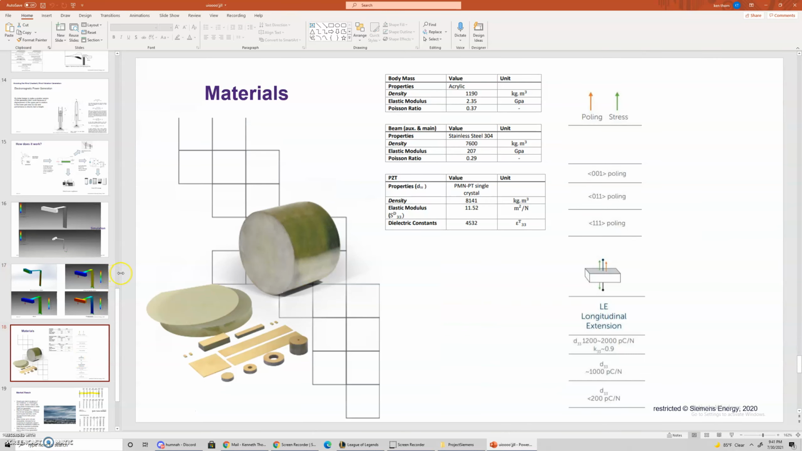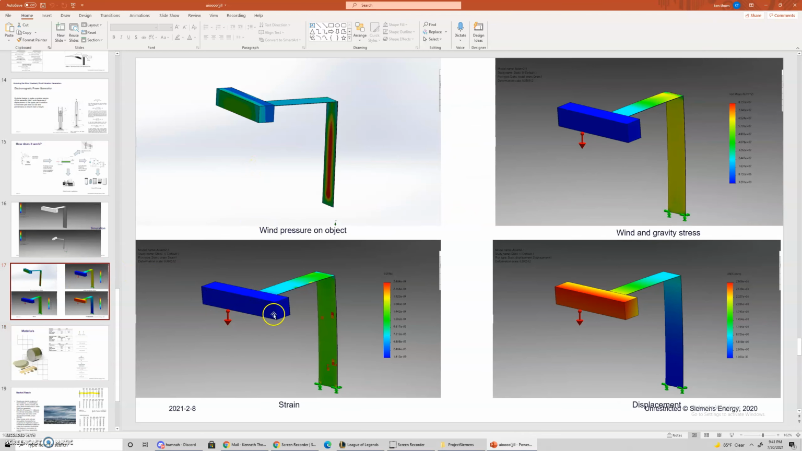A brief rundown on materials. Acrylic was chosen for the body mass. This is because this is made from very thin stainless steel, and if you were to make this too heavy, it would gradually bend the cantilever out of shape, reducing efficiency of the design over time.